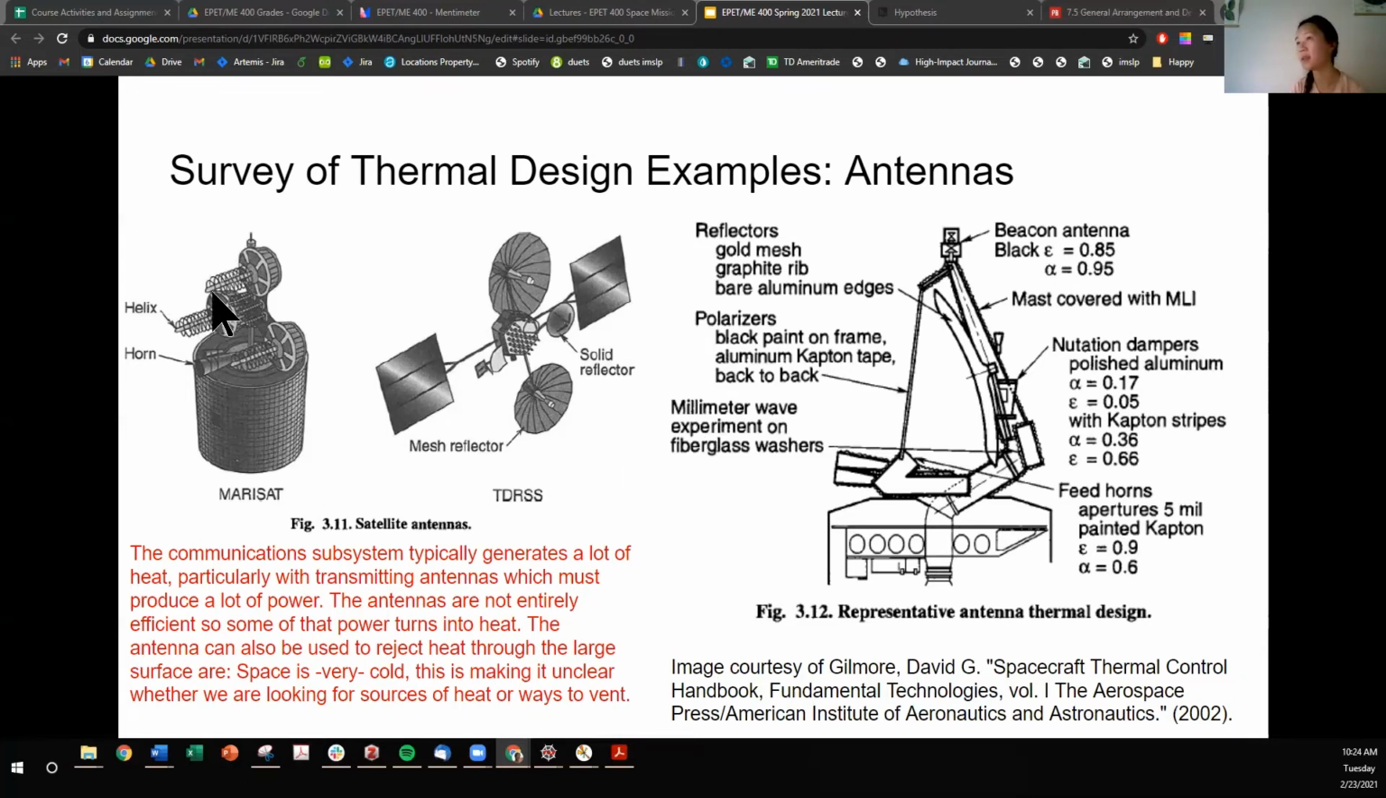So here we'll see just typical antenna designs where you can have a mesh reflector or a solid reflector. But what do these reflectors look like? How do thermal subsystems affect the design? So these reflectors can be made out of gold mesh. They can have graphite ribs and bare aluminum edges. The frame can be painted black. There can be surfaces that are covered with MLI or with paint. Yep, so a lot of surface finishes here and material selections.